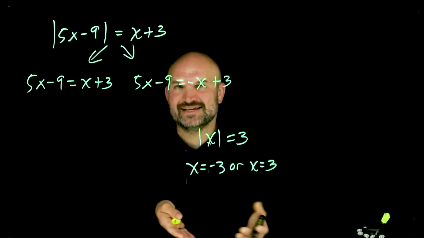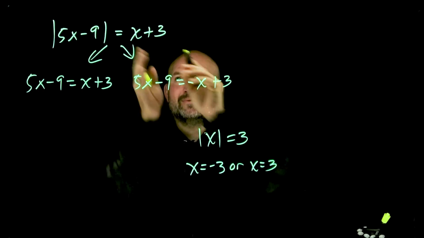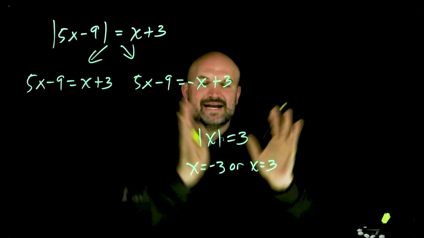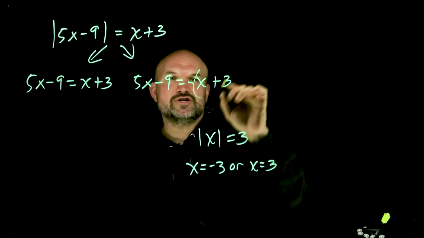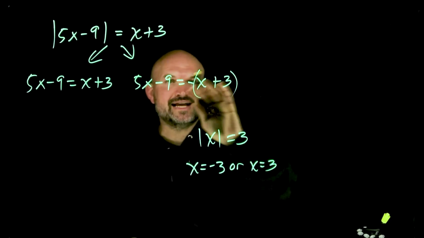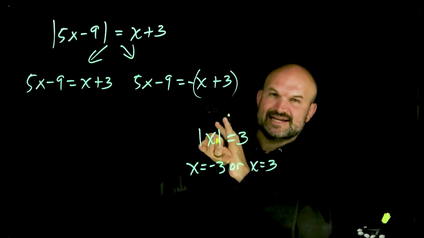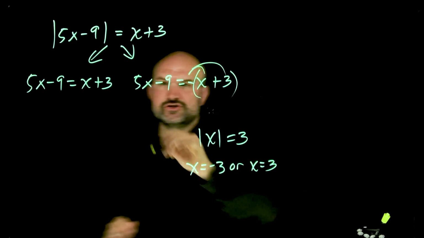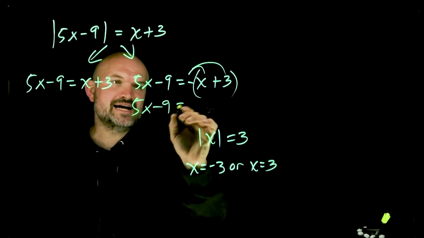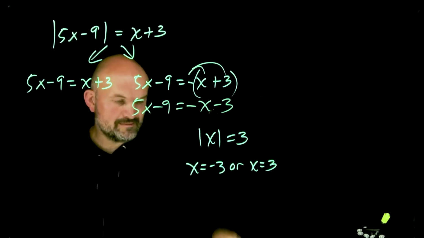But again, it's important, ladies and gentlemen, you can't just negate an x, right? This is a negative times the whole side, whatever is on your right-hand side. So put parentheses around it and understand you're negating the whole right-hand side, whatever it may be. In this case, it's x plus 3, so you're going to have to distribute. So this is 5x minus 9 equals a negative x minus 3.